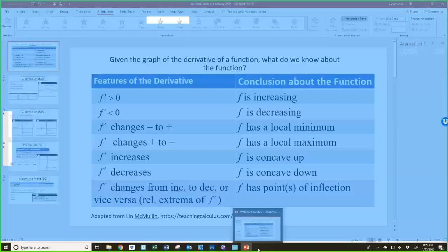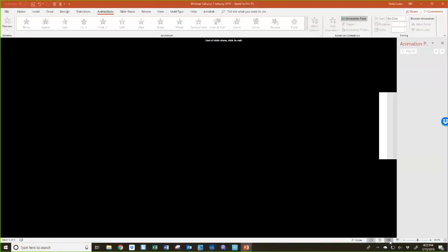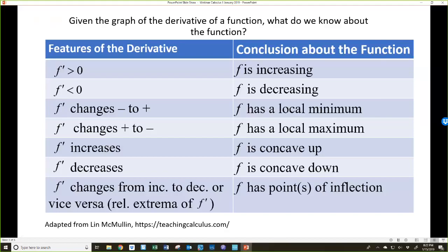All right. So I have here a handout that I actually give my students. We do interactive notebooks in my classroom, so this is a page that has a major tab on it that students refer to frequently. I adapted this from Lynn McMullen. He has a fantastic website about teaching calculus, and it's there at the bottom of the screen.